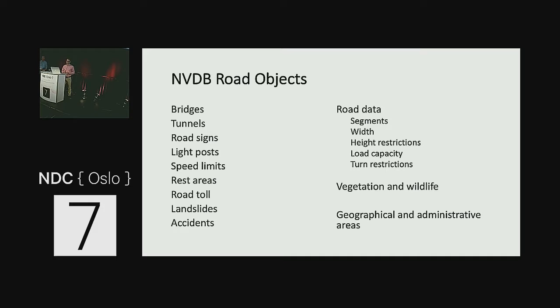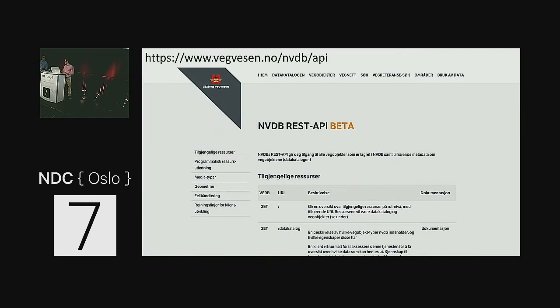And there's also some of the less obvious data, for instance, wildlife and vegetation along the roads. It could be rare species of flowers and things like that, or it could be a deer crossing. And it also contains geographical areas and administrative areas. It could be nice to know about. So let's take a look at the API again.